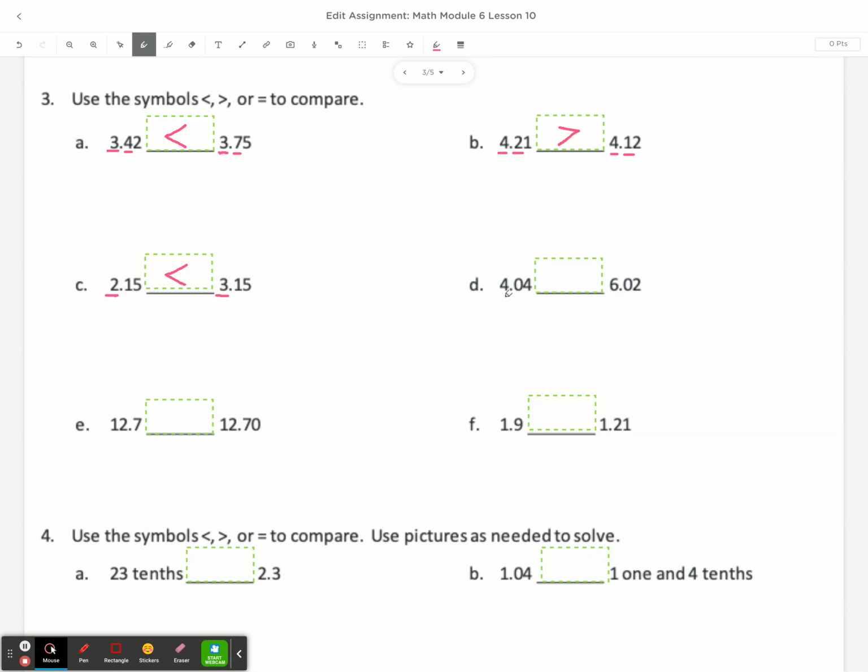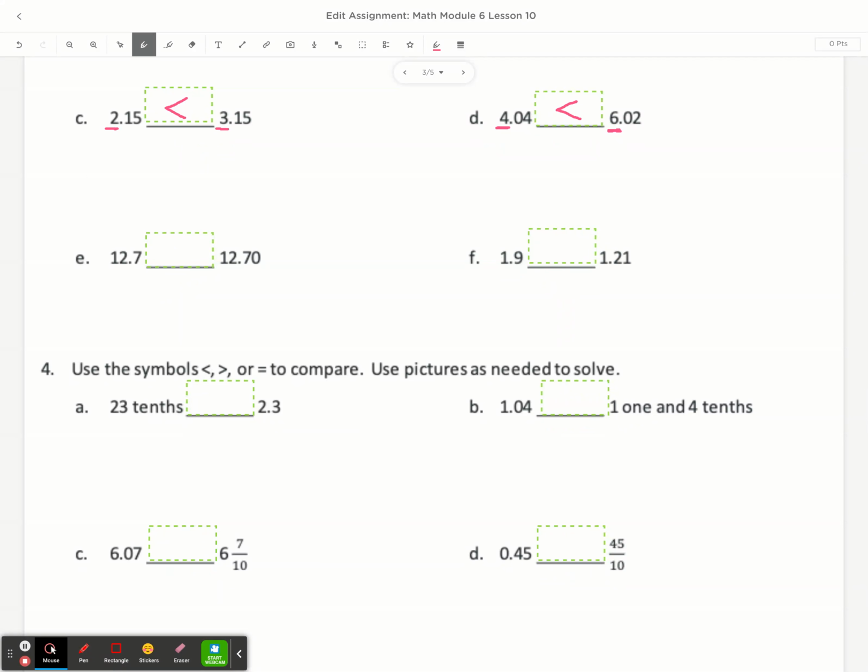And let's look at D. We have 4.04 versus 6.02. So again, I'm going to start in the place value that is furthest to the left. So I'm comparing the ones place. So here I have 4 ones versus 6 ones. And again, I don't have to go any further because right away I know that 6 is bigger than 4.